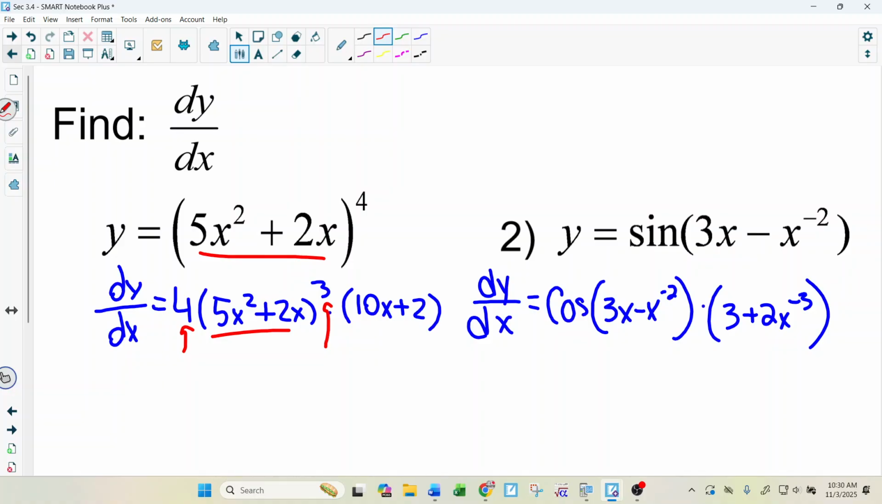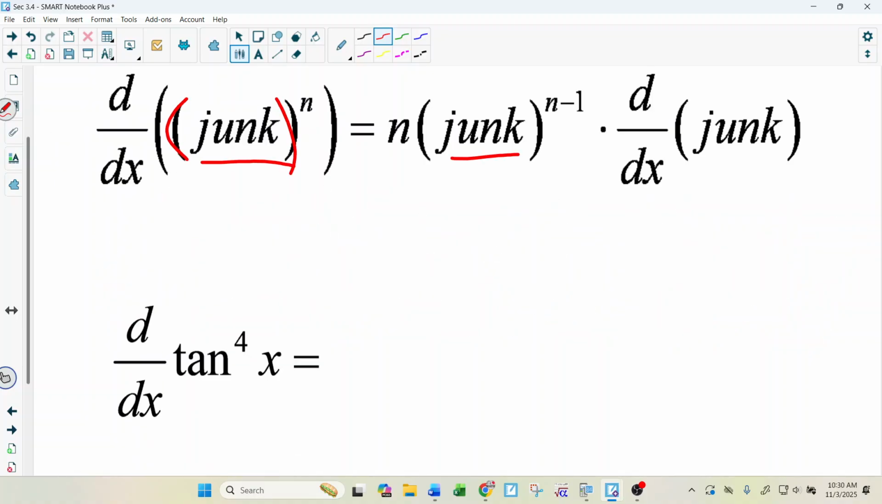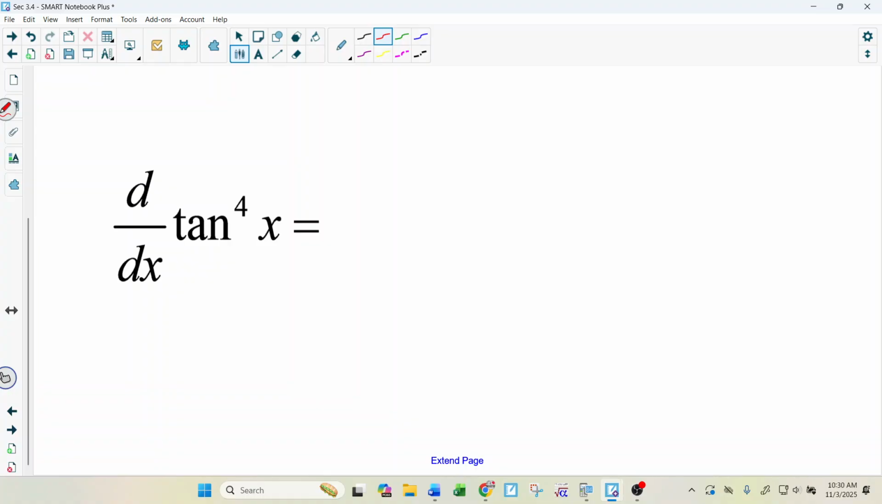Then, once you do that, go back to that and say, okay, what's the derivative? So as these get more complicated and look uglier, so to speak, break it down into those chunks, right? And whatever's inside, don't even mess with it. Just leave it there. That's what I mean by junk. Whatever's there, don't worry about it. So let's look at an example.